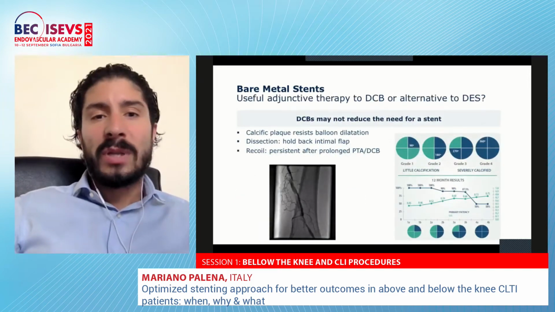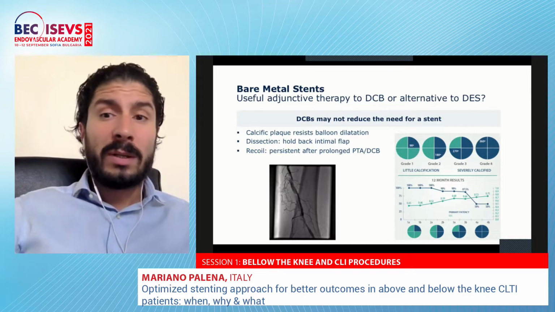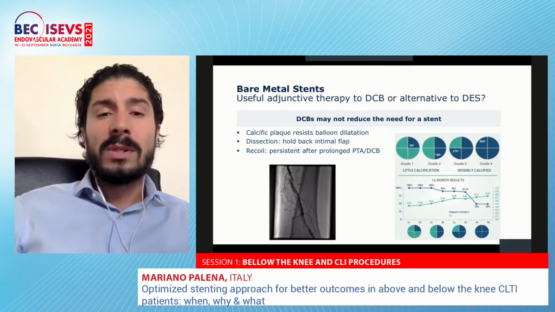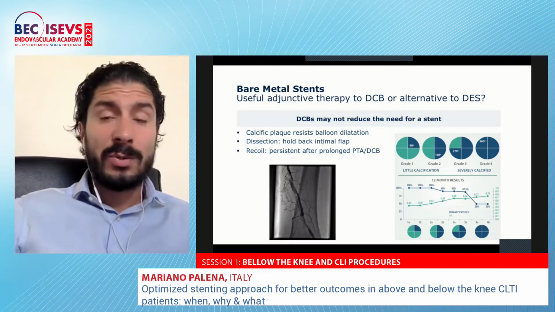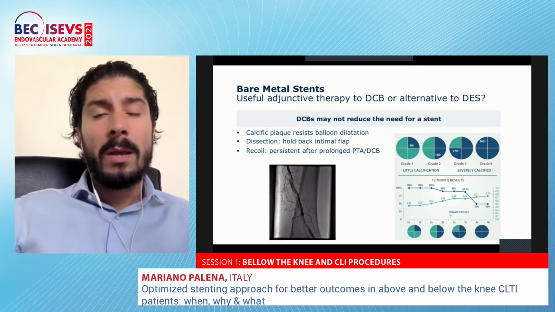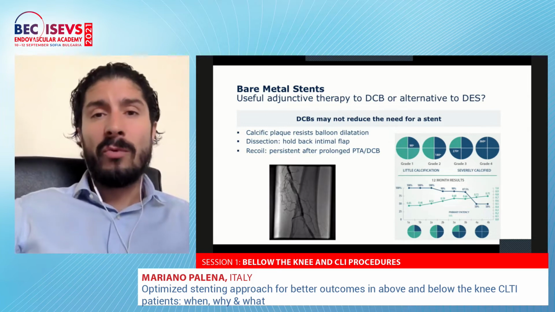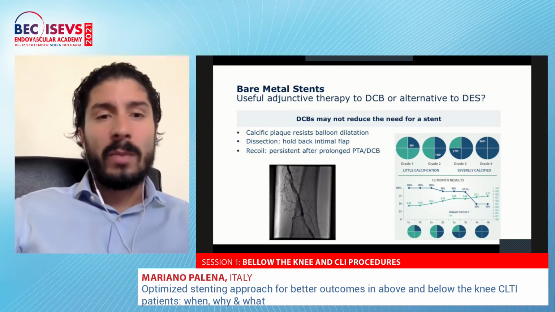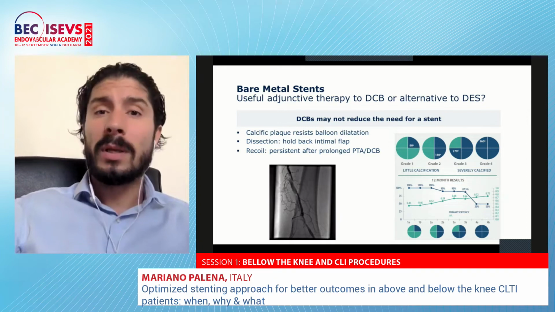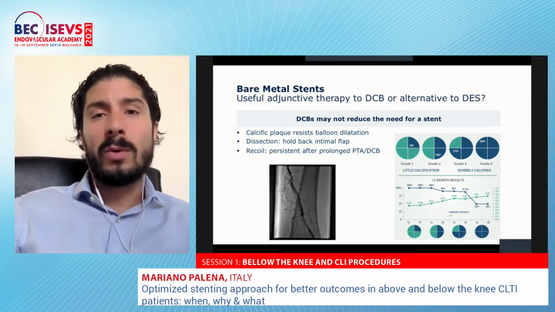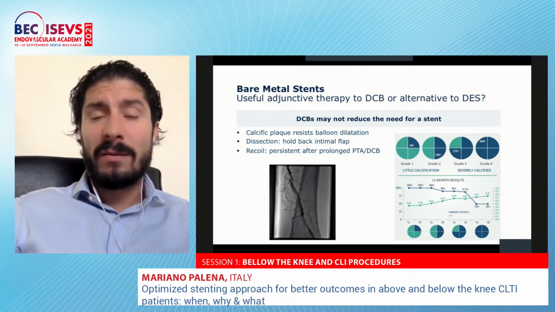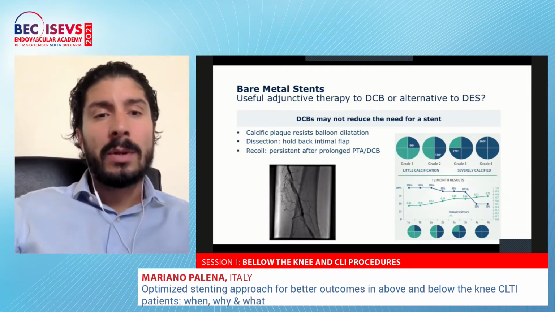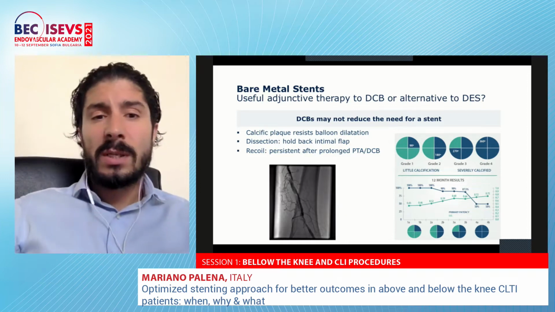For sure, use adjunctive therapy to DCB or alternative drug-eluting stent. Calcified plaque resists balloon dilatation, and this is one of the reasons why we start to think about stent, to avoid an acute recoiling dissection, because it holds back the intimal flap. Cases with, again, calcified or complex lesions that we finally dilate, but the result is bad related to a residual dissection and the recoiling resistant after prolonged PTA or DCB.